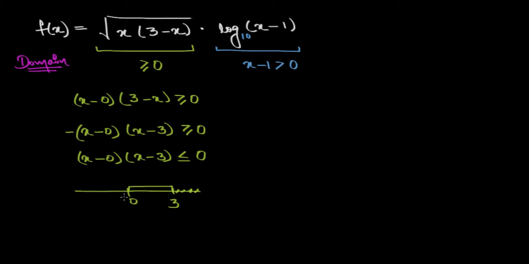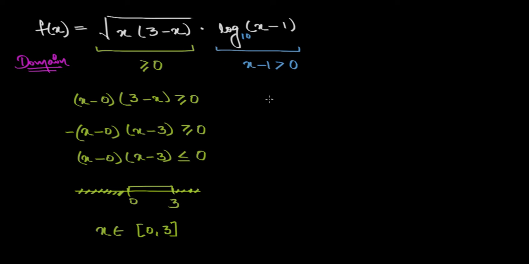But what about values less than 0? Let's say for example negative 1. So negative 1 minus 0 is negative 1, times negative 1 minus 3, which is negative 4. So negative 1 multiplied by negative 4 will give me positive values. So I won't accept values below 0 as well. So from this condition, I found that x belongs to 0 to 3, including 0 and 3, because at 0 and 3, this whole thing will become 0, which is anyway acceptable.